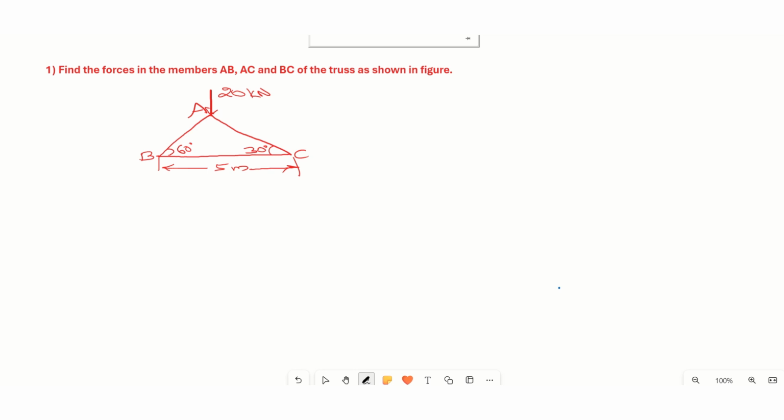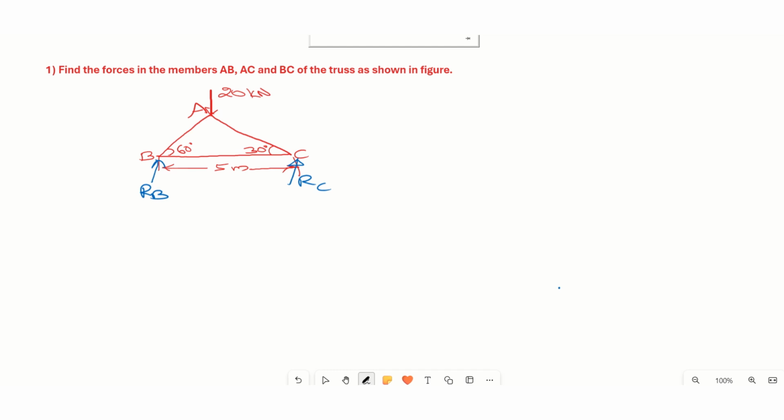In the solution, first you have to determine the reactions. The end supports are B and C, so we'll get the reactions RB and RC. The 20 kilonewton load is acting vertically at point A. At what distance this load is acting, we don't know.